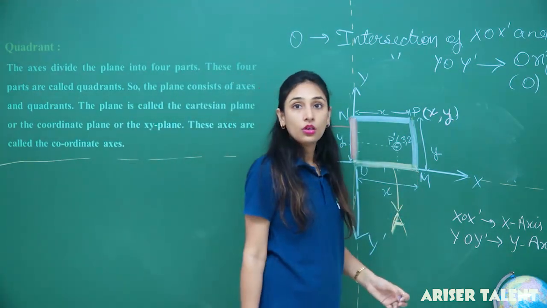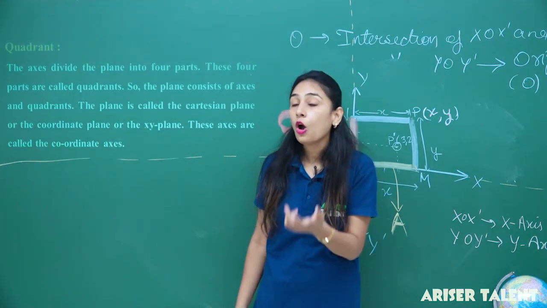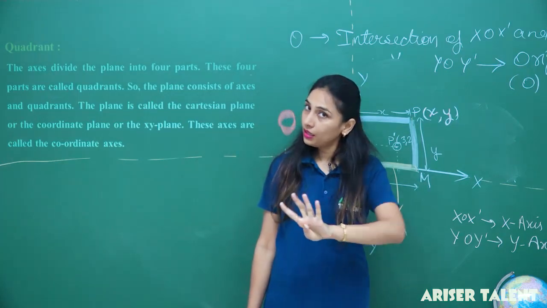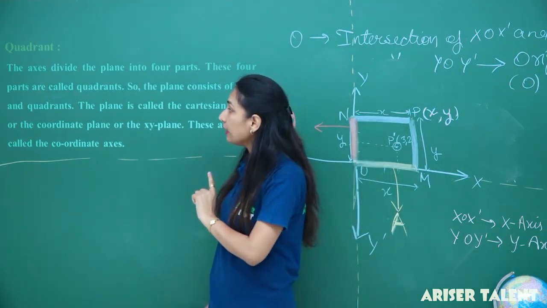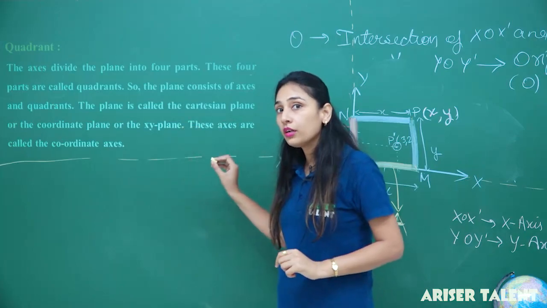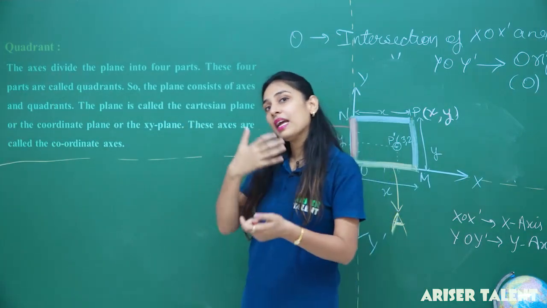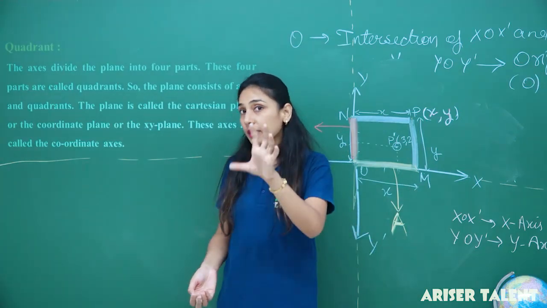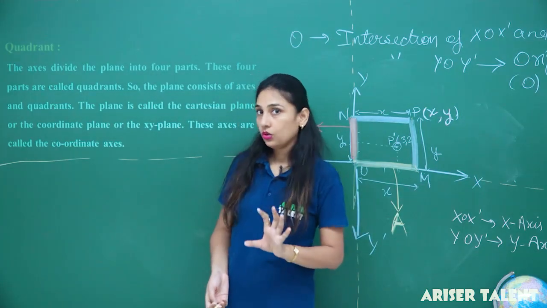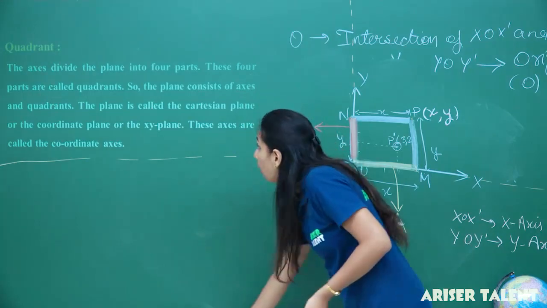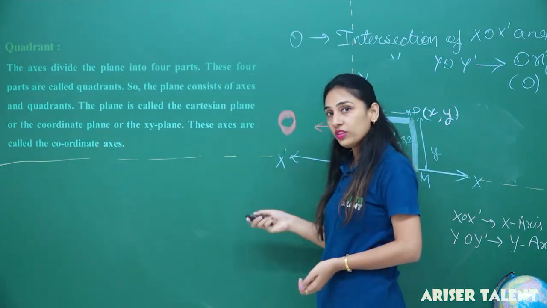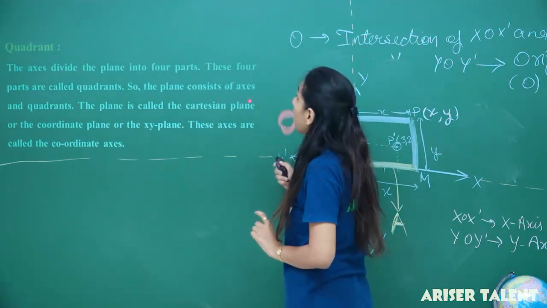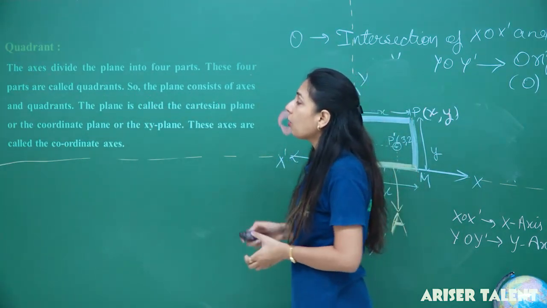Each and every part will be known as a quadrant. So how many quadrants? 4. So 4 quadrants here, and these have some negative values, some positive values. We'll discuss it later. But you know the meaning of quadrant here. Note it. Now, just go with the words of the definition. The axes divide the plane into 4 parts. These 4 parts are called quadrants.